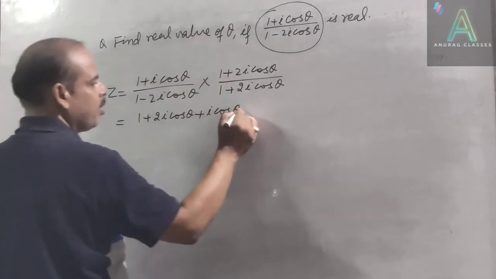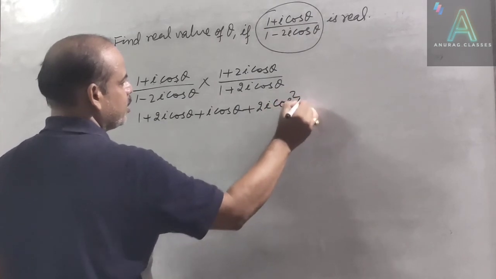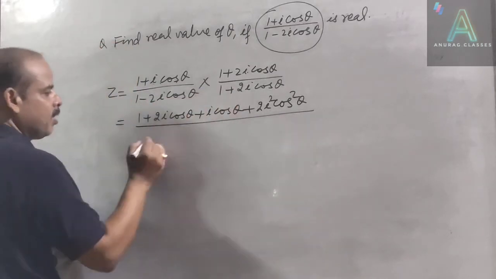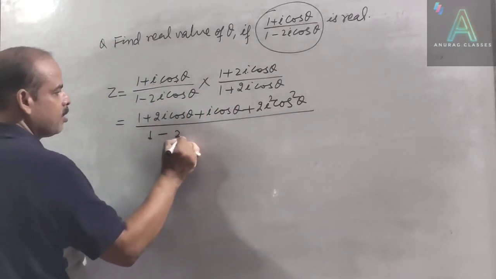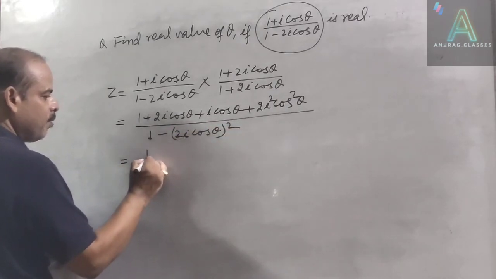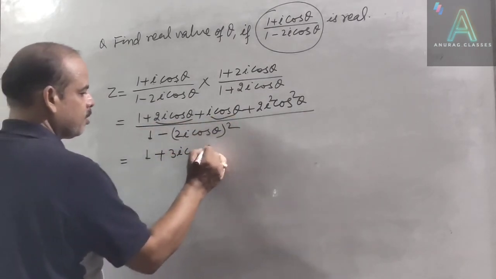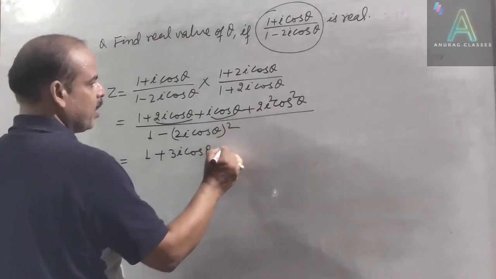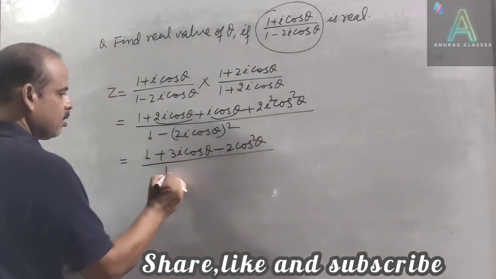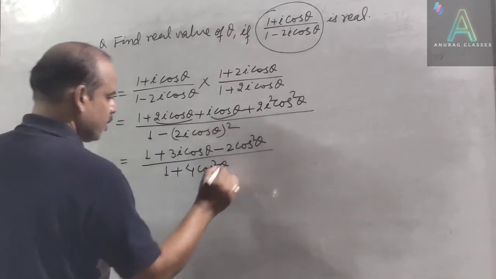plus iota square, 2 iota square, and cos square theta. So 2 iota square cos square theta, and in denominator it will be a minus b, a plus b, so a square minus b square. Clearly it will be 1 plus 2 iota cos theta plus iota cos theta is 3 iota cos theta, and here iota square is -1, so minus 2 cos square theta whole divided by 1 minus, for iota square it becomes plus 4 cos square theta.